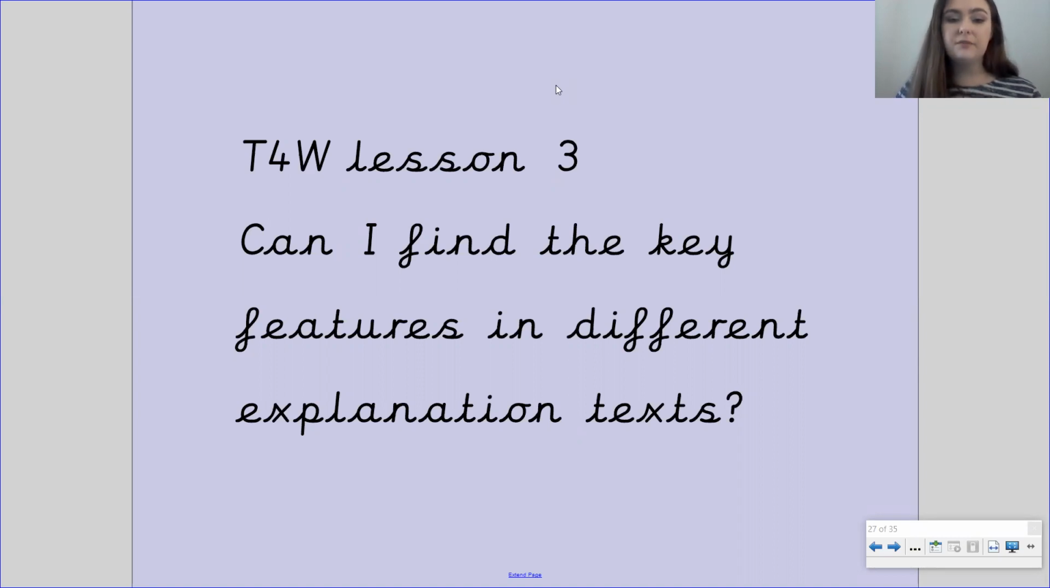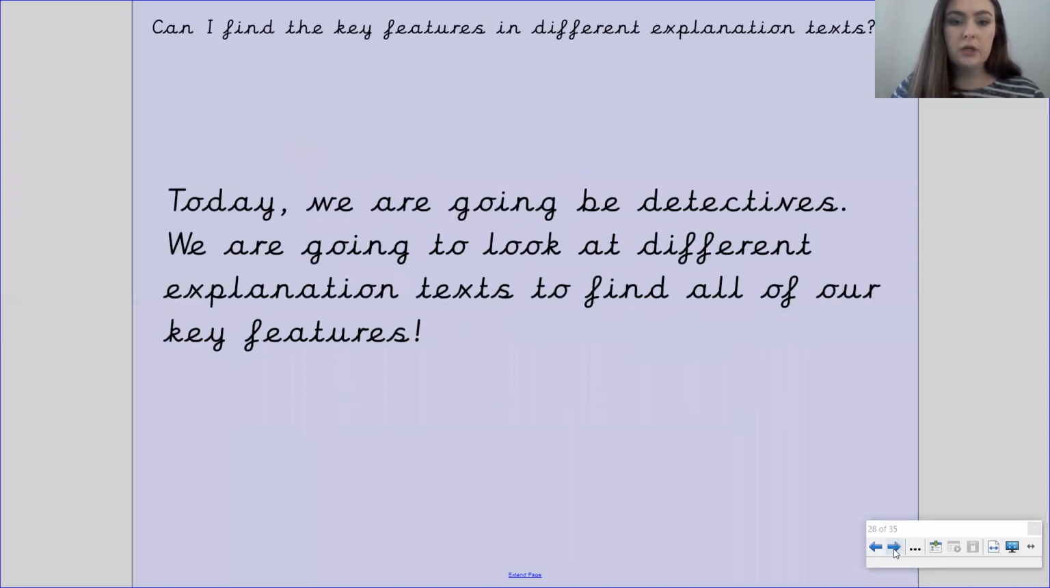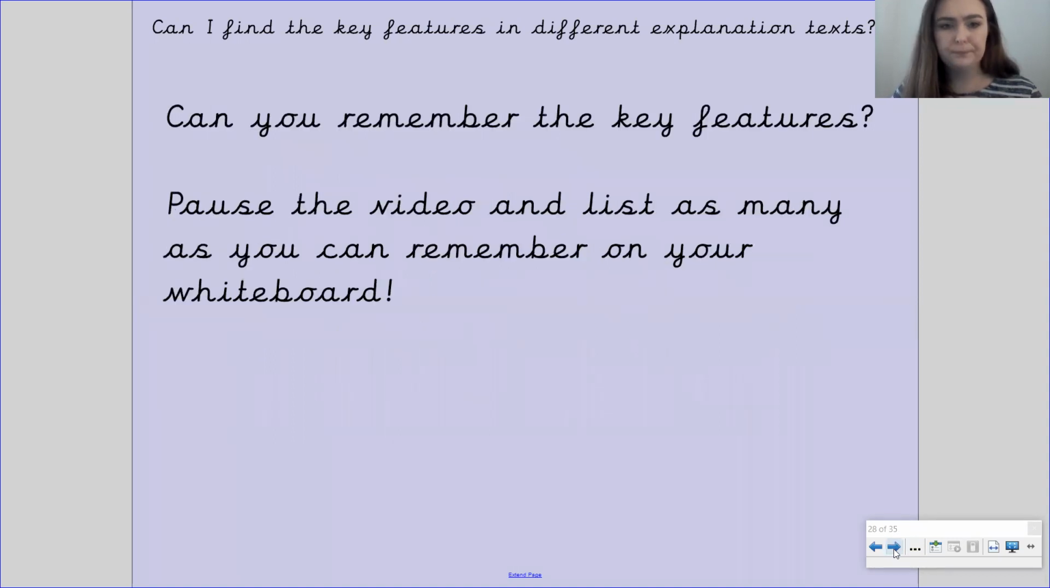Our learning objective for today's lesson is, can I find the key features in different explanation texts? Today we're going to be detectives and look at different explanation texts to find all of our key features. But can you remember them all? Please pause the video here and on your mini whiteboard or a piece of paper, list as many of the key features that you can remember. Pause the video to do that now.